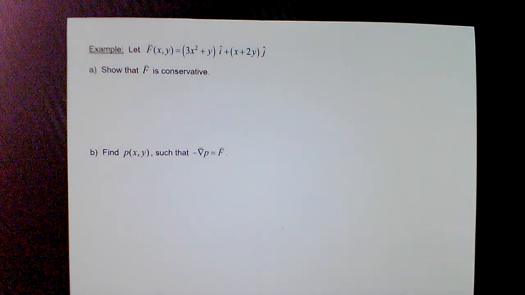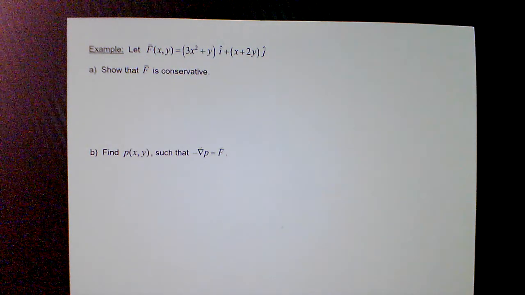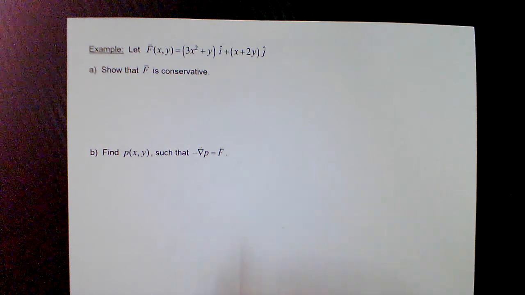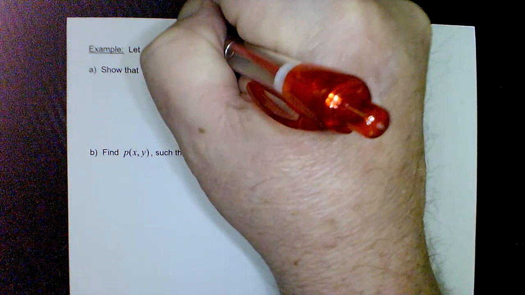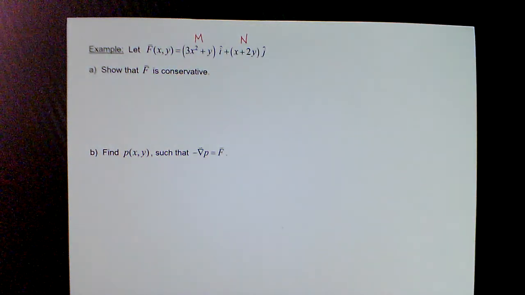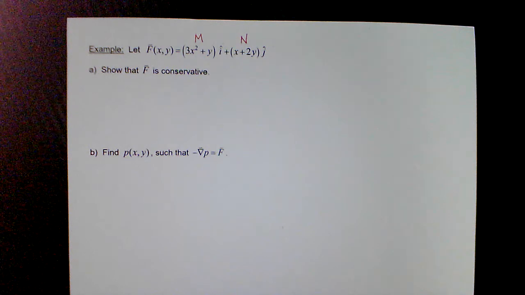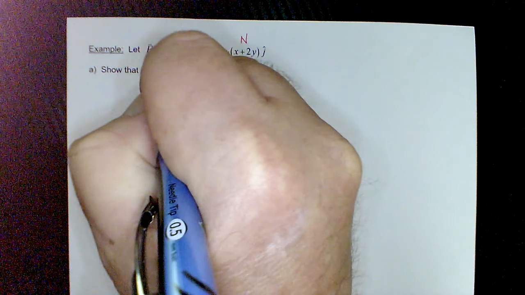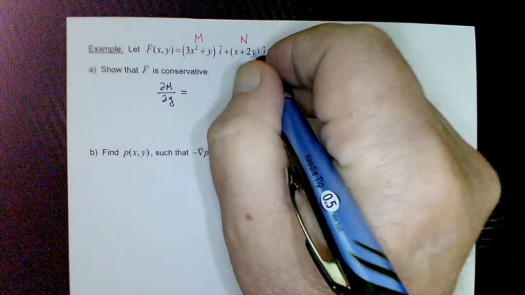And remember the way the vector field is defined. The function in front of the i is considered to be m, and the function in front of the j is considered to be n. And if it's conservative, then the partial of m with respect to y must equal the partial of n with respect to x.